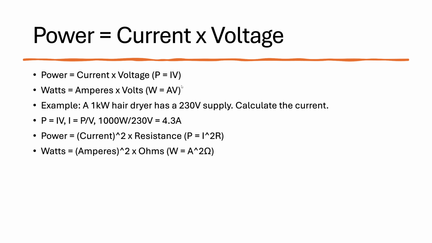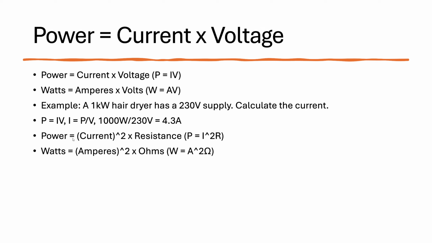Then we move on to another one. Power equals current times voltage. So this is another way of calculating power. So yeah, watts equals amperes times volts. Remember, power's in watts. So in this case, a 1,000-watt hairdryer has a 230 volt supply. Calculate the current. So in this case, I'm using P equals IV, which we can rearrange to be I equals P over V. So we're doing 1,000 watts divided by 230 volts. That equals 4.3 amps if I'm rounding to two significant figures.